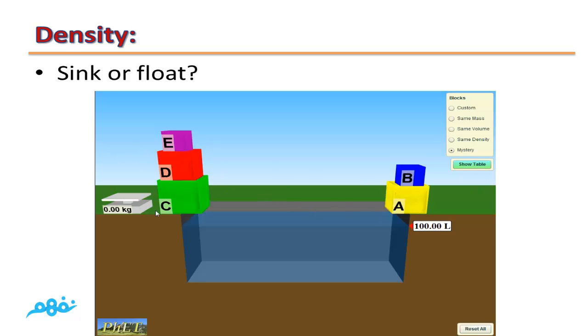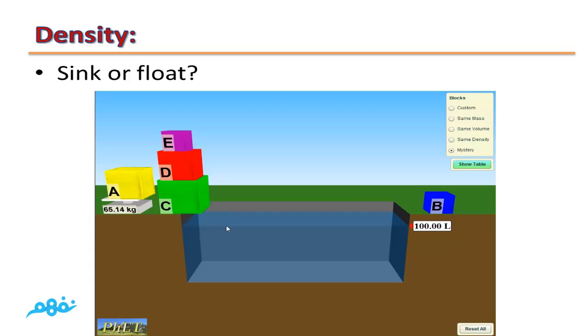What about having 5 unknown cubes? We don't know their density. Can we find their densities? Yes, we have a balance scale. Let's start with cube A. Let's find its mass.